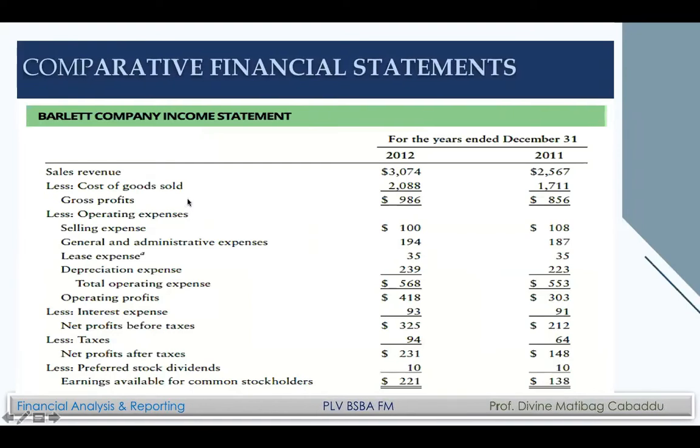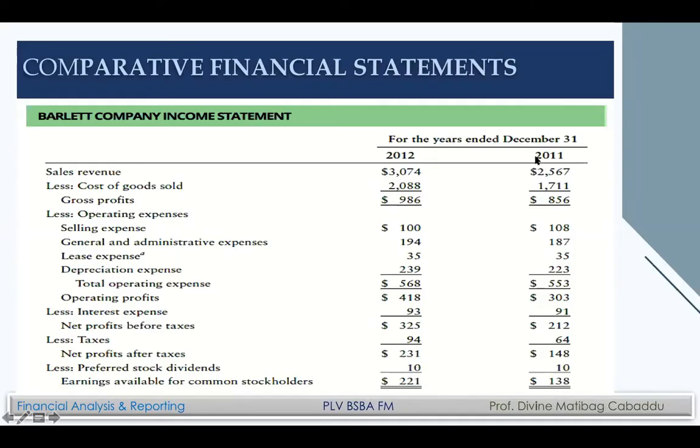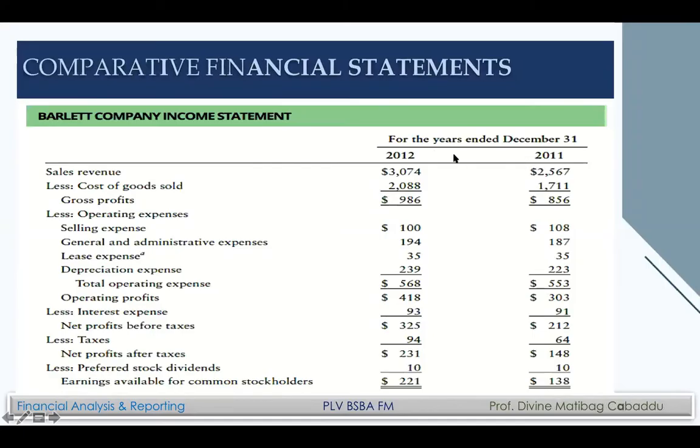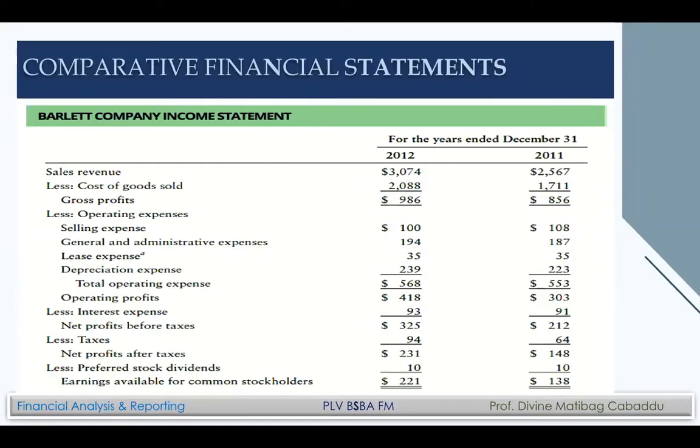So in this case, Bartlett Company income statement, as you can see on the screen. So this is an income statement. So you have your sales revenue, less cost of goods sold is equal to gross profit, etc. So makikita mo, merong comparison. Ano ang kino-compare? Yung year 2011 versus that of year 2012. So one way for you to analyze a company is through comparative financial statements. You are basically comparing one year from the other, or you can also do 5-year comparison.